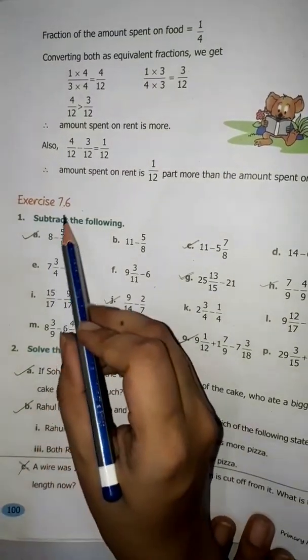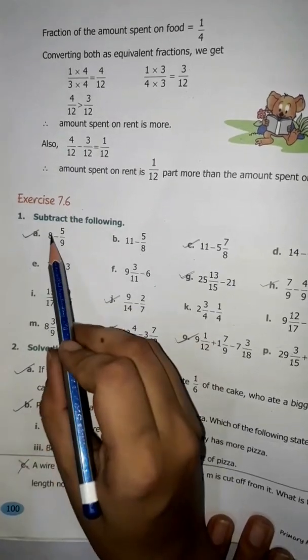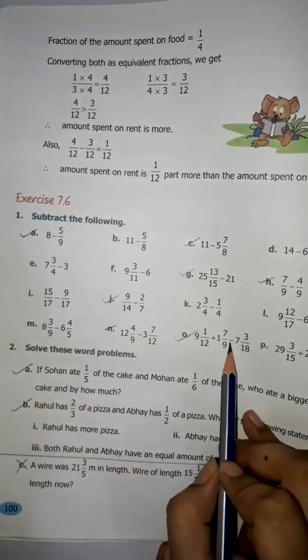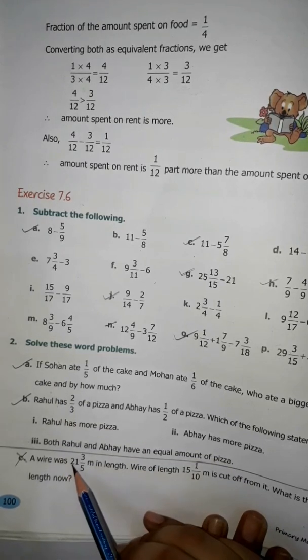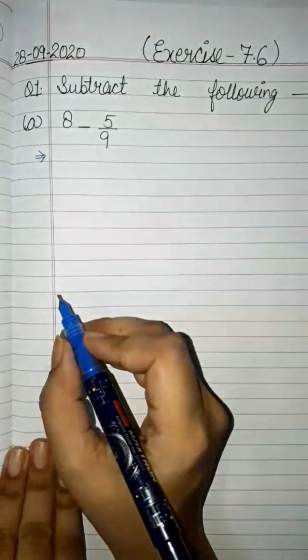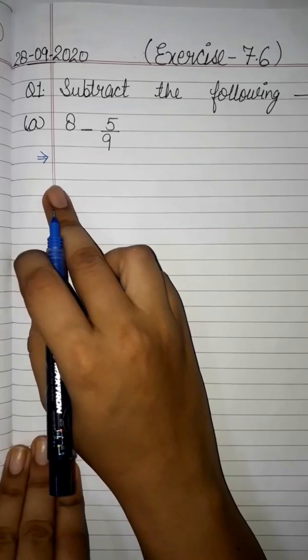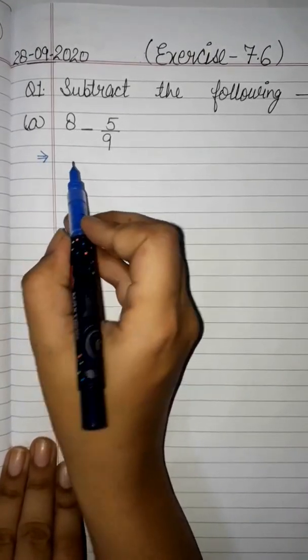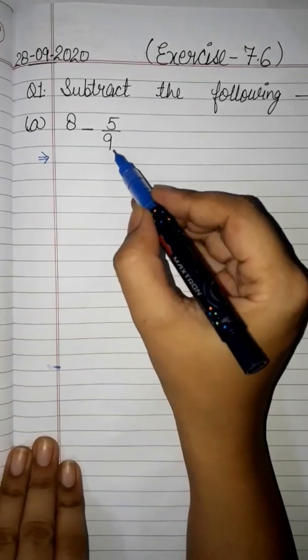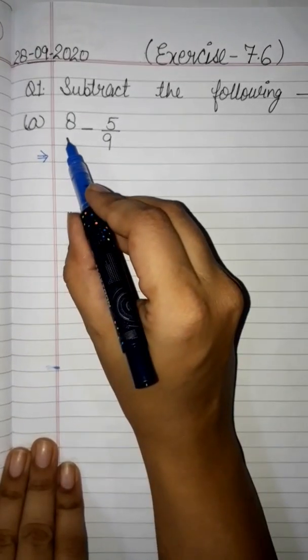Children, in exercise 7.6, now we have to do the subtraction. And you know only 2 word problems we will be doing, rest all are cut. Few parts I have taken from book exercise. So see the first part, A1. In this you have to subtract the proper fraction from the whole number.